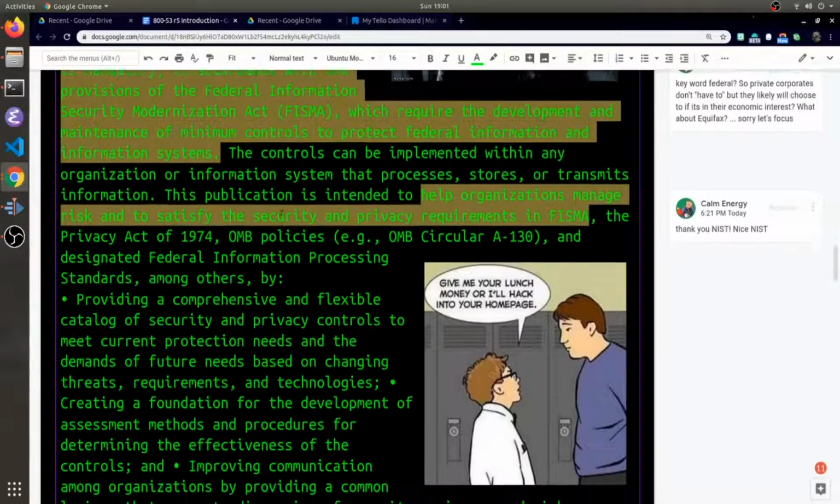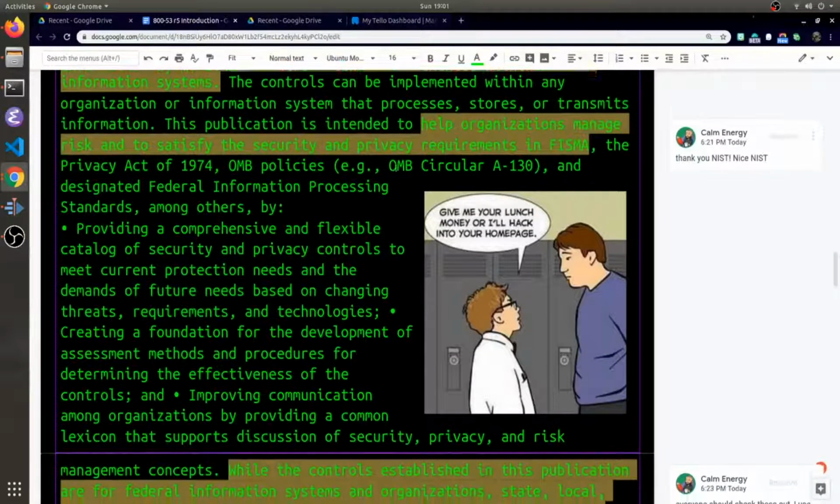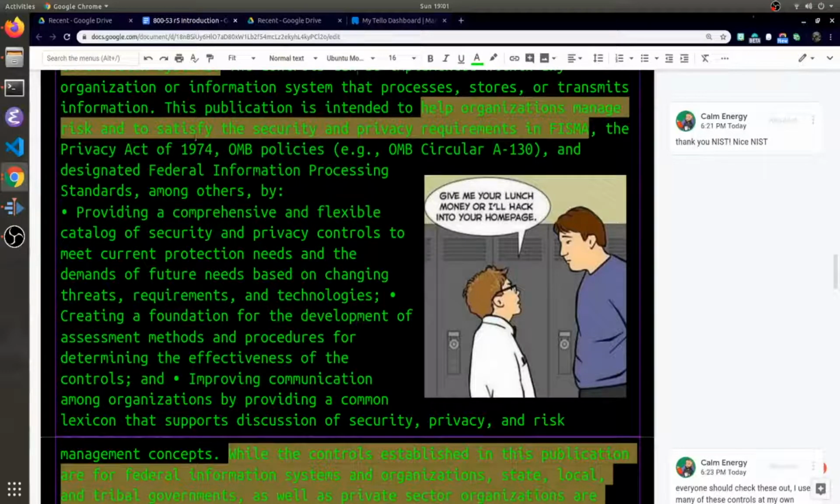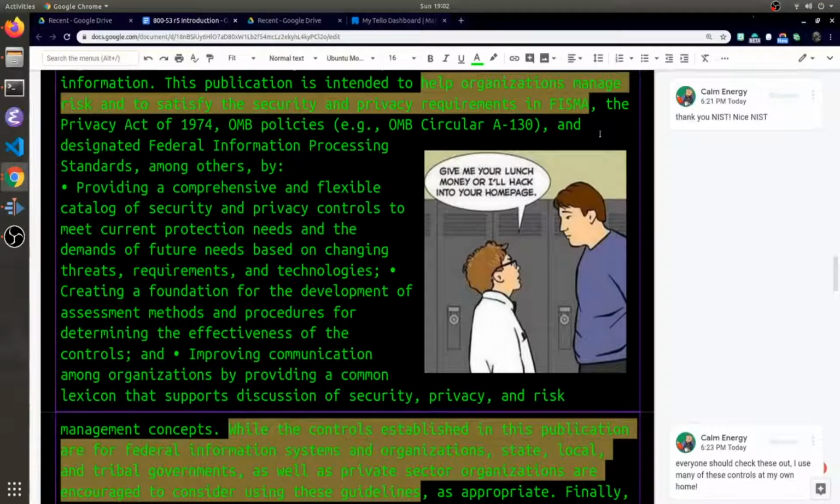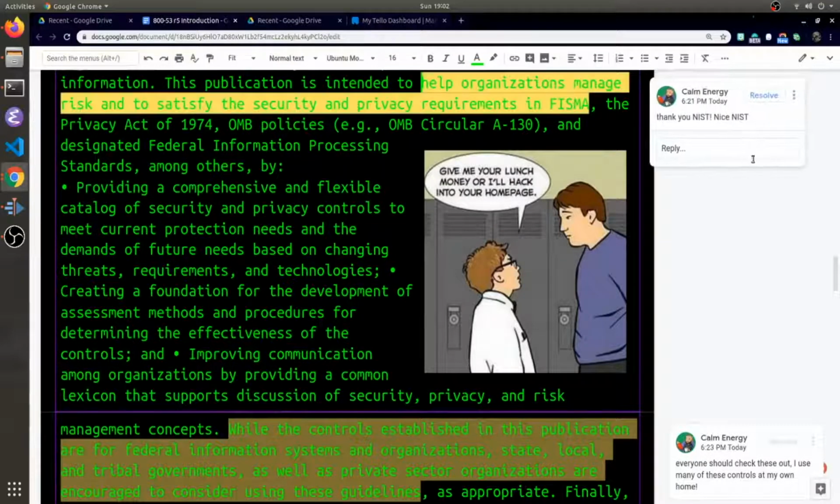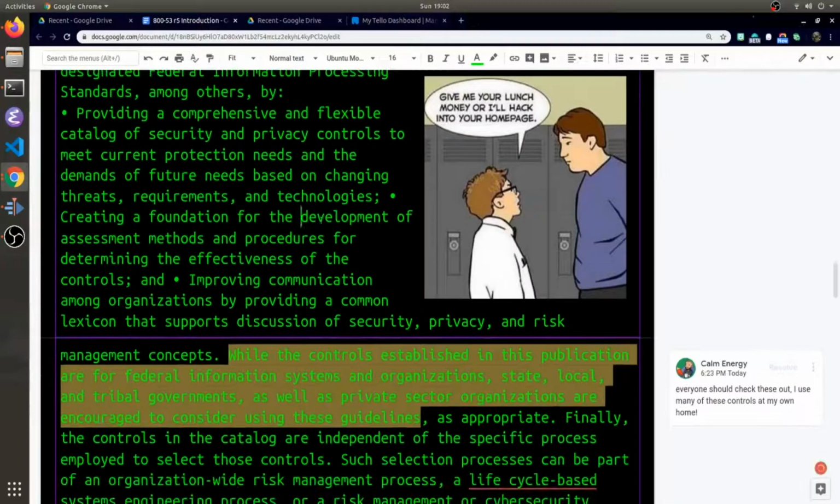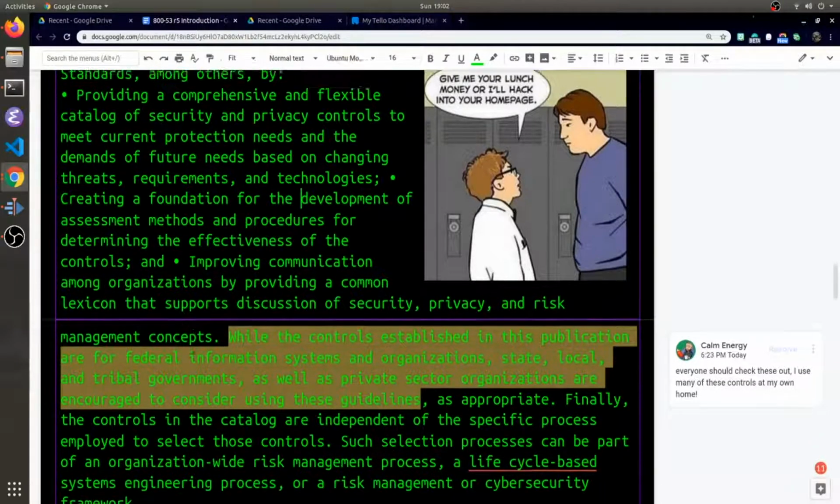But this publication, and thus the controls, are intended to help organizations manage risk and to satisfy the security and privacy requirements in FISMA. So people everywhere should be saying, thank you, NIST. It's very nice of NIST to give this to us, and I could access it for free. Now let's talk a little bit about those controls.